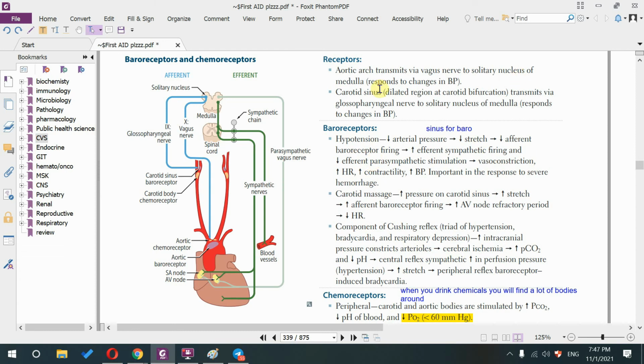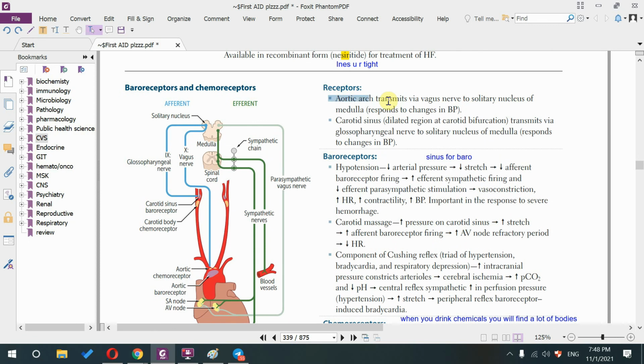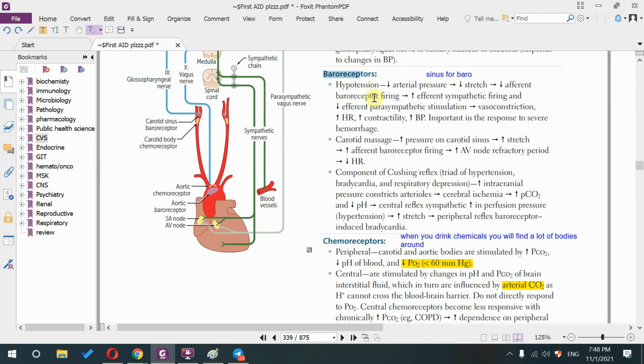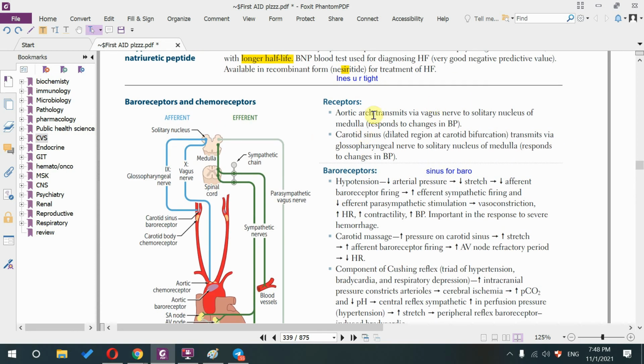So the receptors that you have inside of your body, you have different types. You have the ones in your aortic arch, you have the ones in your carotid, you have baroreceptors, and you have chemoreceptors. We'll be speaking about all of this. So your receptors in the aortic arch transmit via the vagus nerve to the solitary nucleus of the medulla. It responds to changes in the blood pressure.